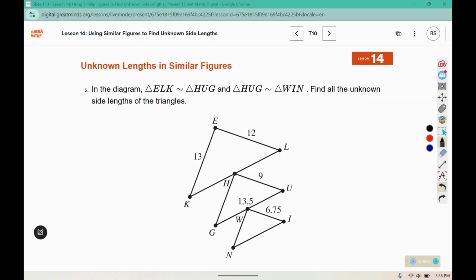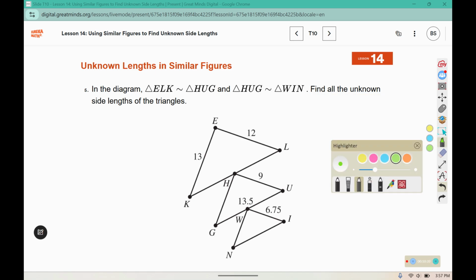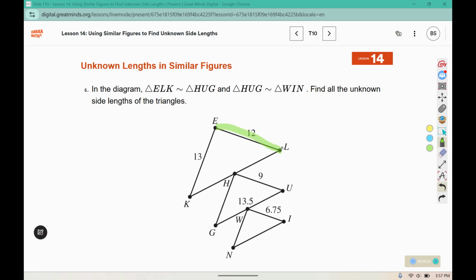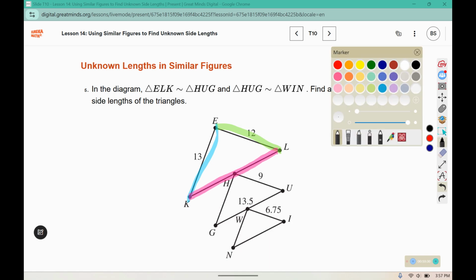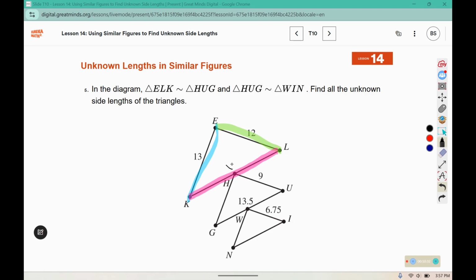In the diagram, ELK is similar to HUG, and HUG is similar to WIN. Find all the unknown lengths of the triangles. We have the 12, 13, and the unknown here, which we will label X.